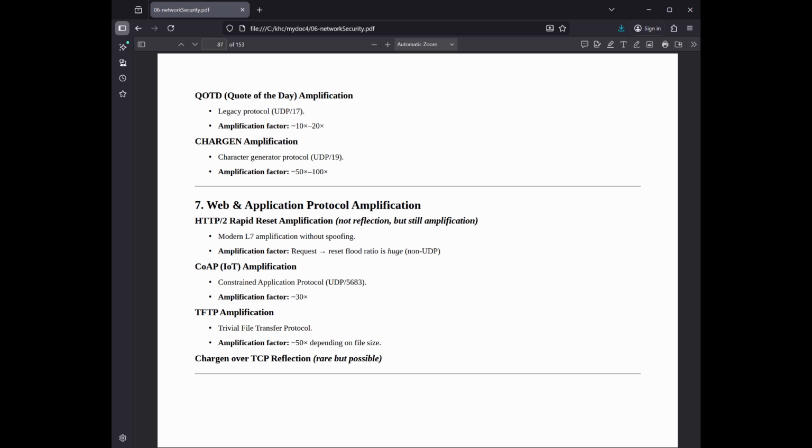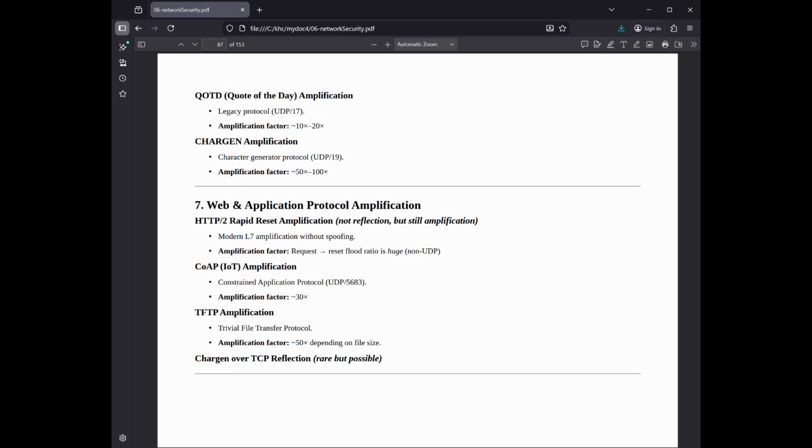7. Web and application protocol amplification. HTTP/2 rapid reset amplification: not reflection, but still amplification, a modern L7 amplification without spoofing. Amplification factor: the request-to-reset flood ratio is huge. Non-UDP. CoAP, IoT amplification, Constrained Application Protocol, UDP/5683. Amplification factor: 30 times. TFTP amplification, Trivial File Transfer Protocol. Amplification factor: 50 times depending on file size. Chargen over TCP reflection, rare but possible.